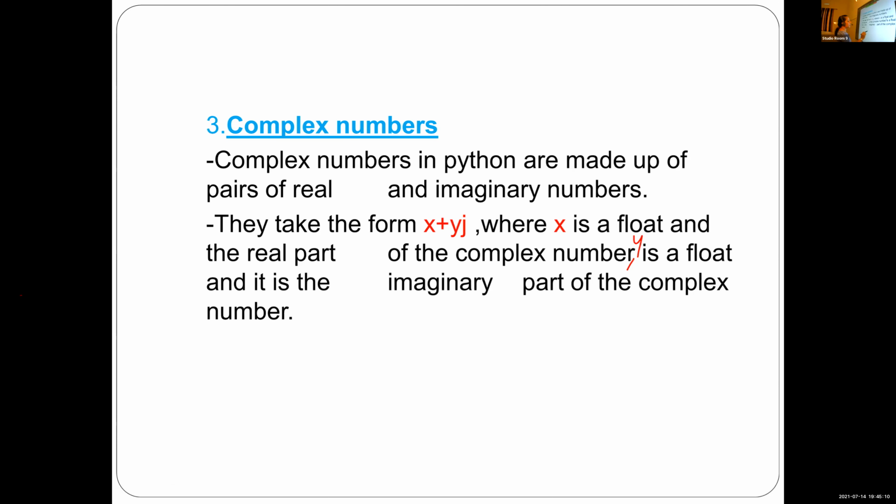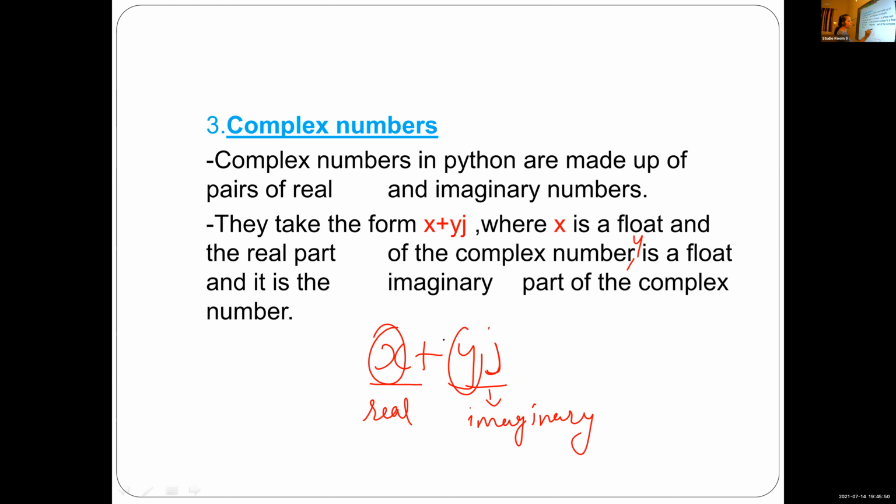So complex number means a number that is represented like this. This is an example for complex number. Here the first part is known as real part, and the second part is known as imaginary part. So in this complex number, we are using two parts. The first part is real part and the second part is imaginary part. In this imaginary part, we are using a symbol j. I will give one example. And this x and y are floating point values.